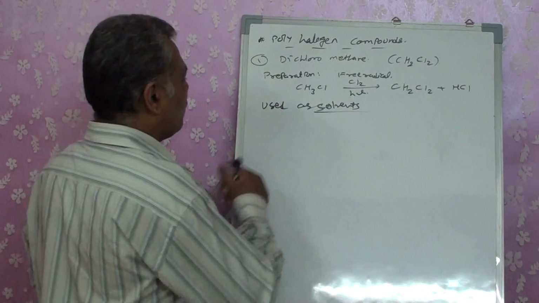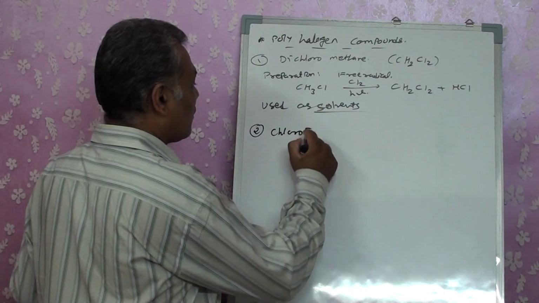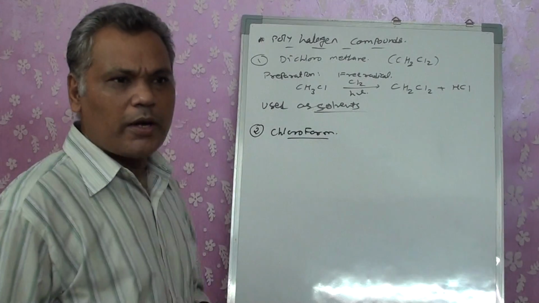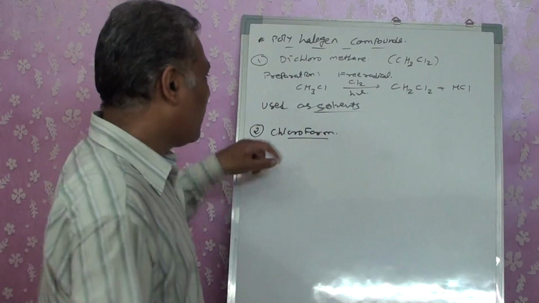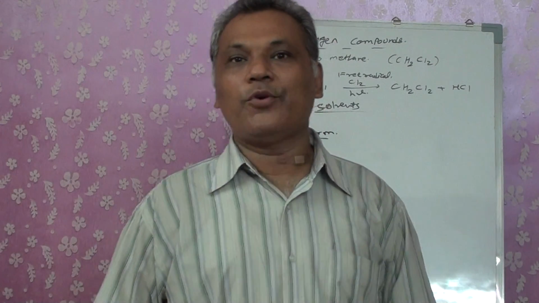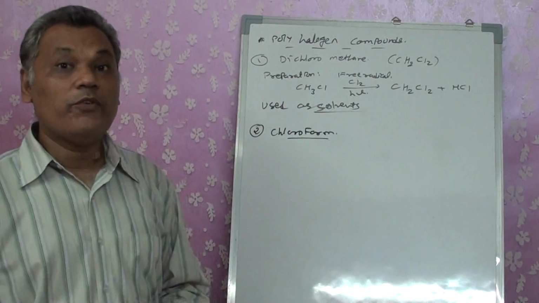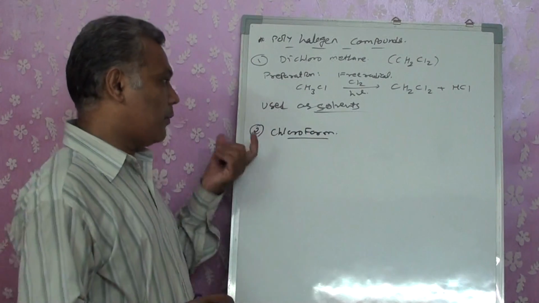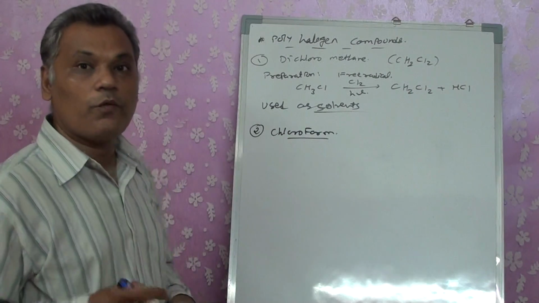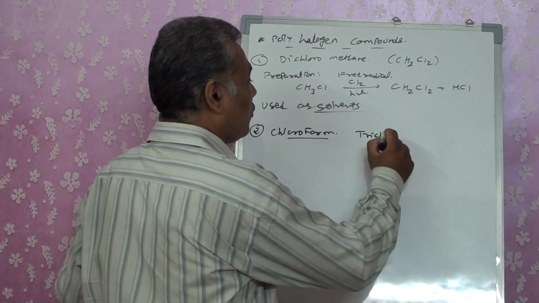The second compound that we have is chloroform. All of you are aware of this compound. What is chloroform? It's a compound that is used for anesthesia. We will see what its effects are. But before that, chloroform is a common name. What is its IUPAC name? It's trichloromethane.